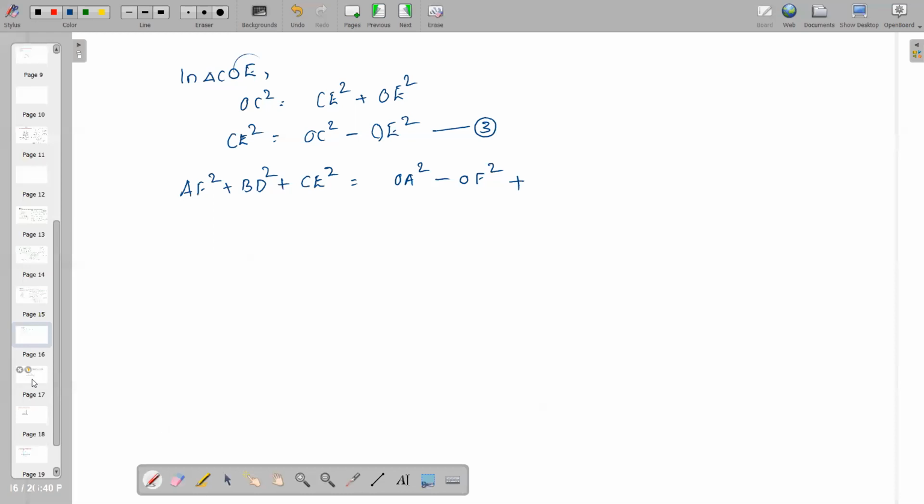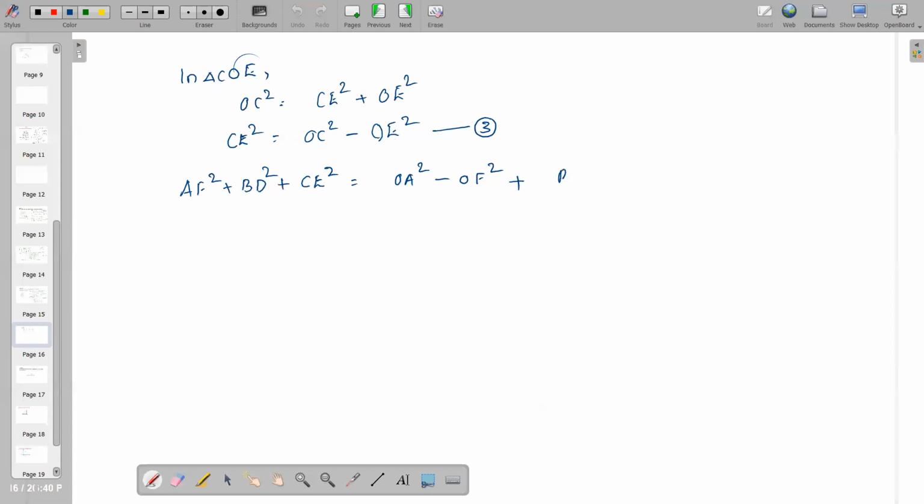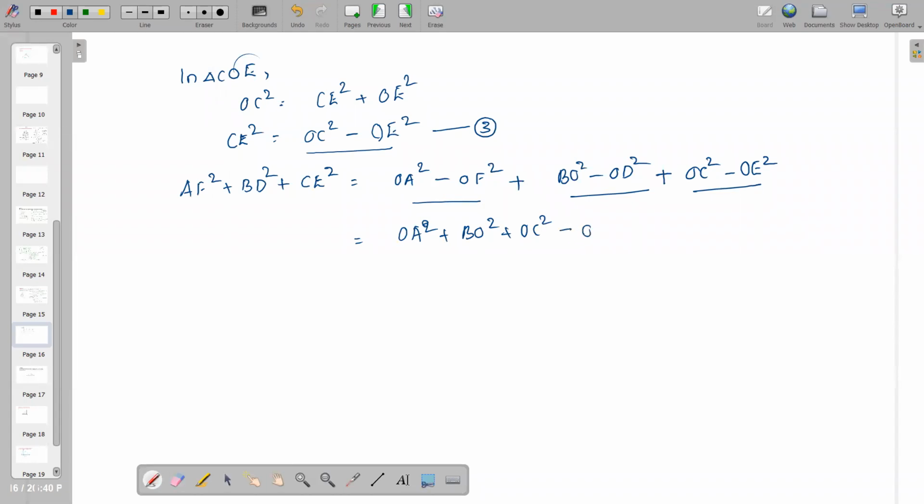Second one should be added here. Second one is BO minus OD, correct? So BO square minus OD square. Last one is OC square minus OE square. So these three equations' right hand sides we added here. Now we can add in order, positives first. We can write OA square plus BO square plus OC square, minus OD square minus OE square minus OF square. Simply change the order. So that is the first part.